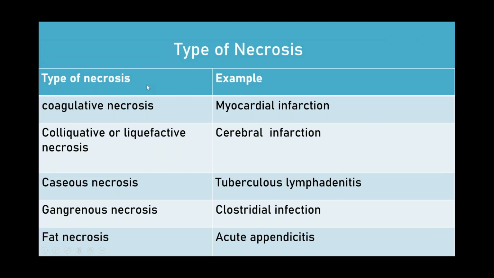Here is an example. Maybe an exam question will give you a type of necrosis and ask about an example. In coagulative necrosis, the best example is myocardial infarction. In liquefactive necrosis, the example is the necrosis that occurs in the brain, as a cerebral infarction. Caseous necrosis is seen in tuberculosis lymphadenitis, gangrenous necrosis in clostridial infection, and fat necrosis in acute pancreatitis.